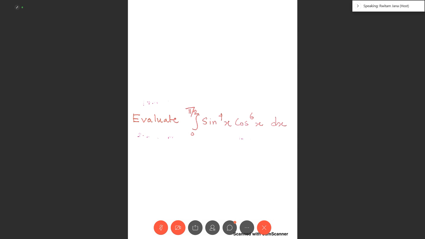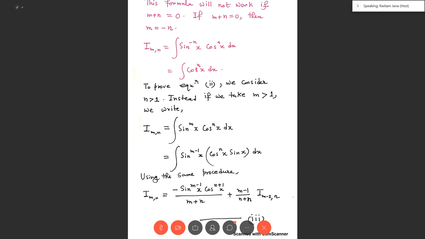So are you trying this? The integral from 0 to pi by 2 of sine to the power 4x cos to the power 6x dx, and you have to use the formula written in equation number 3. I would be happy to receive some answers from your side. Sir, maybe, yes, tell me.